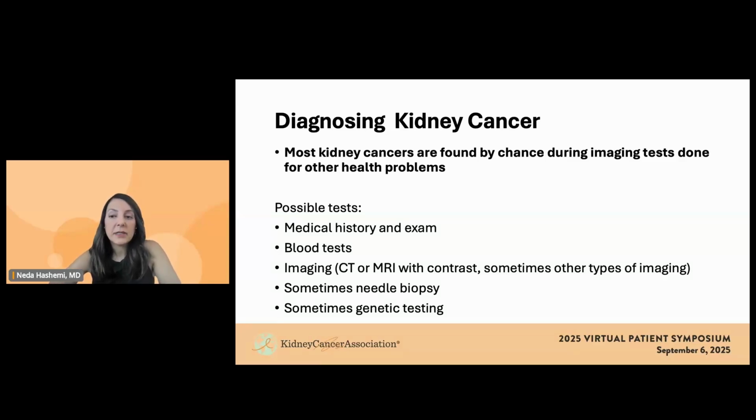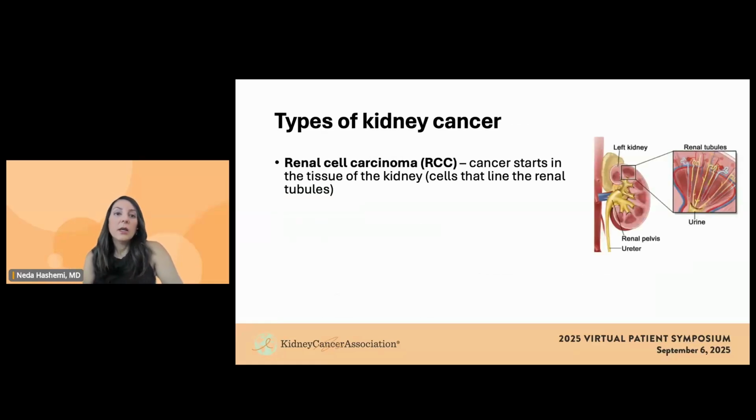And I put there genetic testing because, as we said, there are sometimes some rare inherited kidney cancers that we want to do genetic testing to confirm. There are different types of kidney cancers. So the most common type of kidney cancer is what's called renal cell carcinoma, or RCC, which is when cancer starts in the tissue of the kidney, where the cells that line the renal tubules that we just talked about. So 9 out of 10 of kidney cancers are renal cell carcinomas.